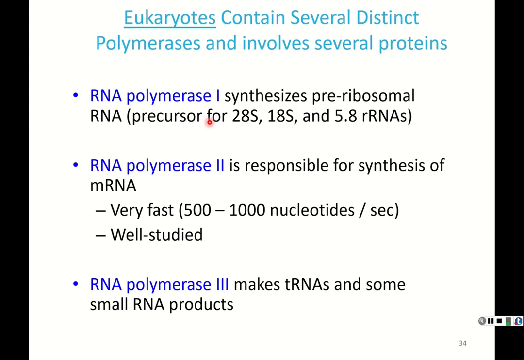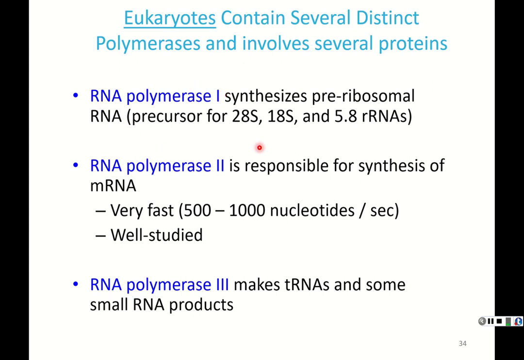Okay, the ribosome is the place where proteins are built and synthesized. So messenger RNA gets translated at the ribosome. But those ribosomes are made out of RNA. And so RNA polymerase 1 is important for those.